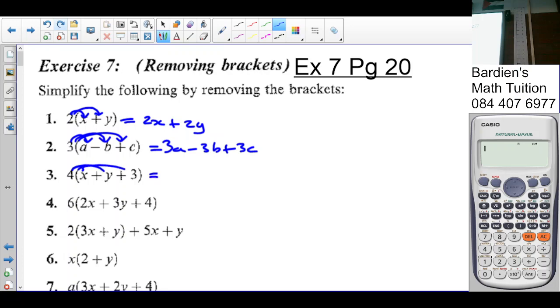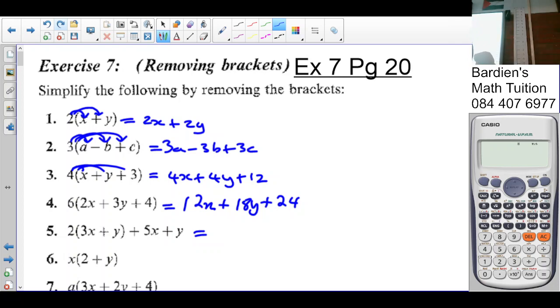Who's next? 4x plus 4y plus 12. You all agree with that? Yes, the next one, who's next? 12x plus 18y plus 24. Nice. Next? 11x plus 3y. Who got that? That's absolutely correct. No? How did we get that? And this is how we expect you to write it.